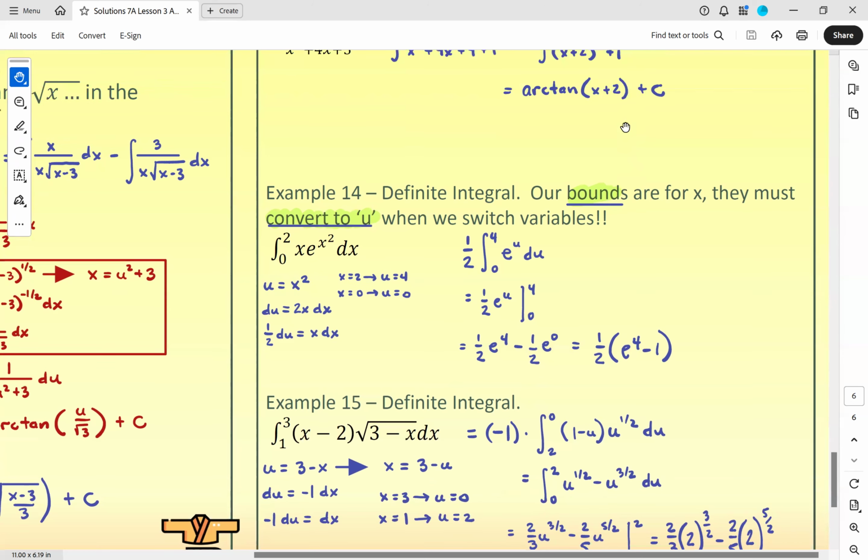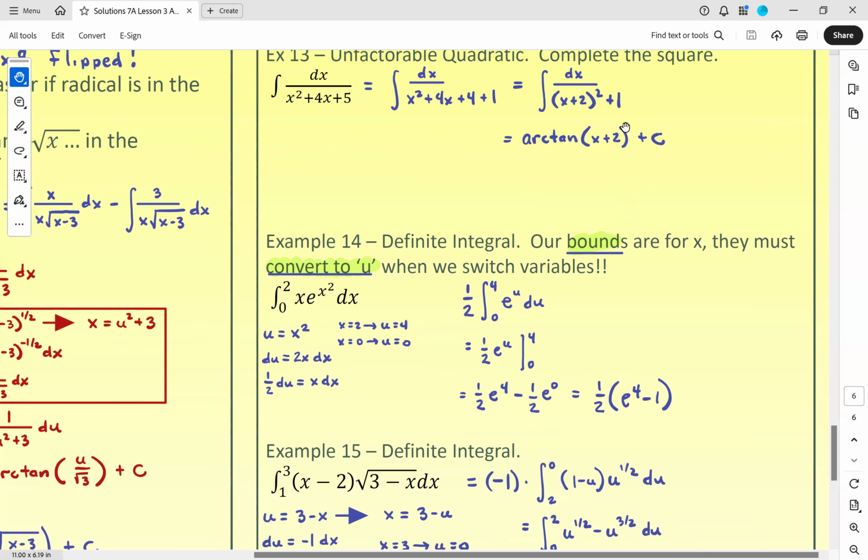There are just a couple more examples, and there's nothing new here as far as integration techniques, but for the first time, I believe, we need to address definite integrals with u sub. How does that work?